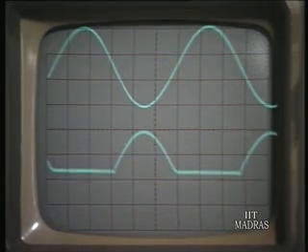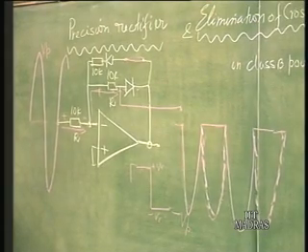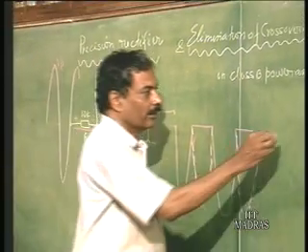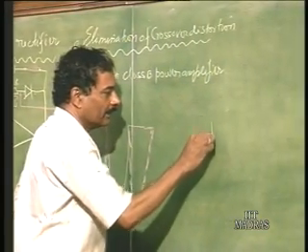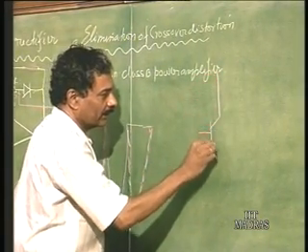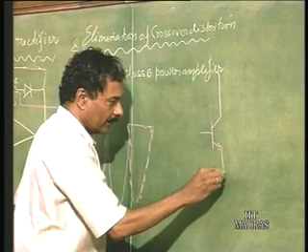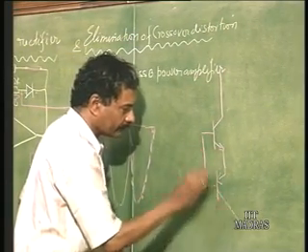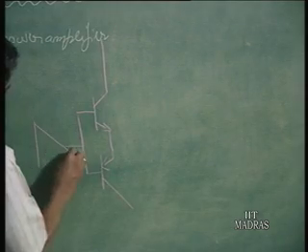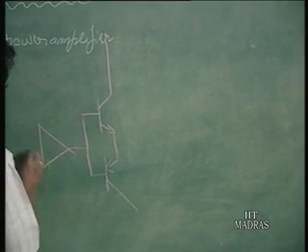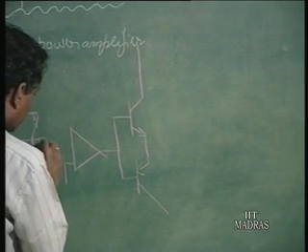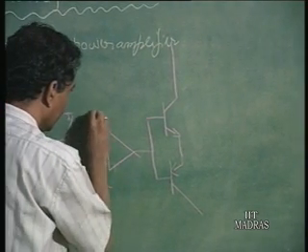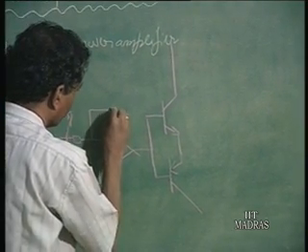Let us now see the board. In the case of a class B power amplifier, the same scheme is going to work, but it is going to be a power amplifier application. It is the same as that of the diode scheme.